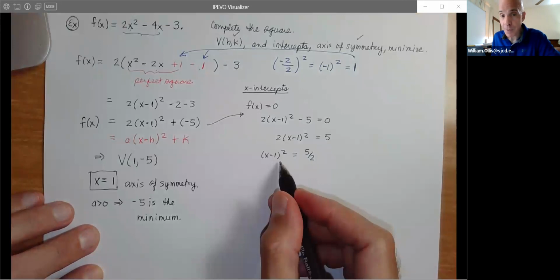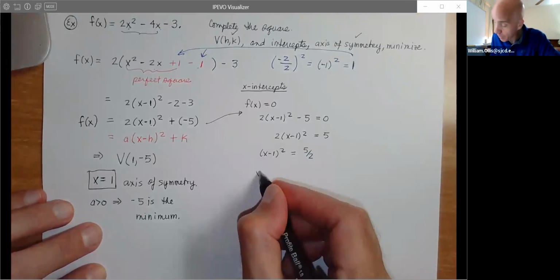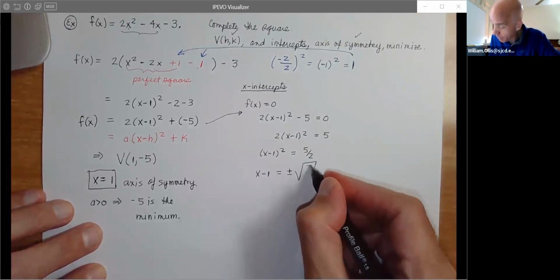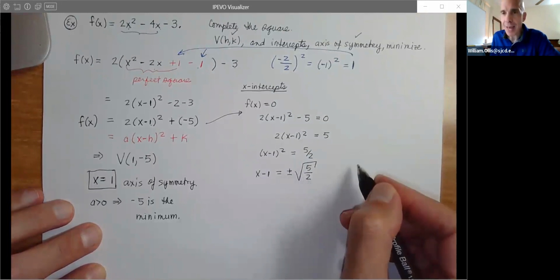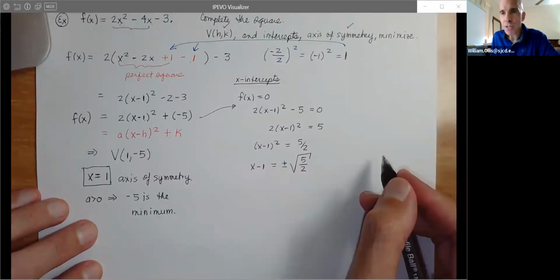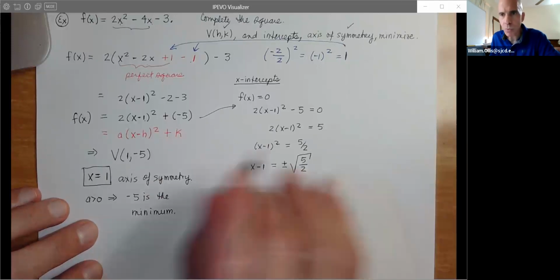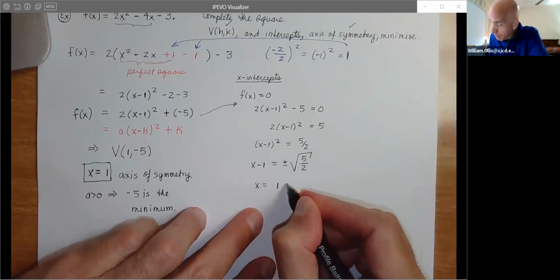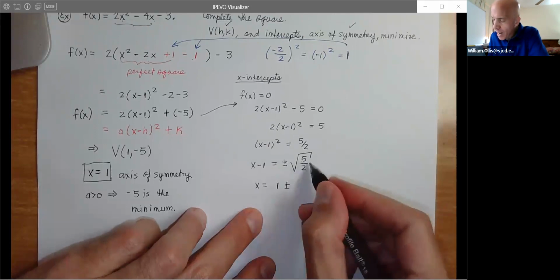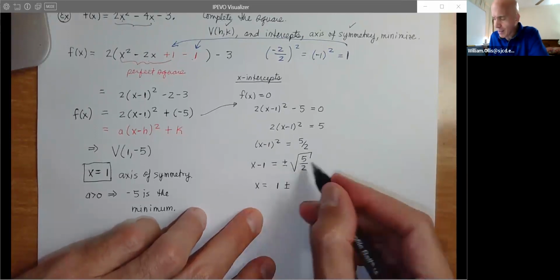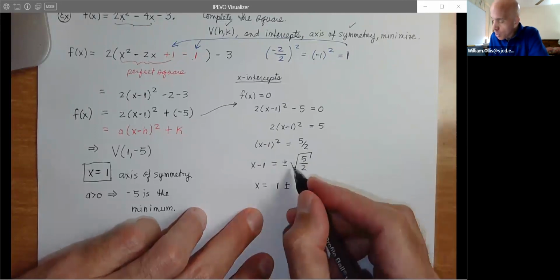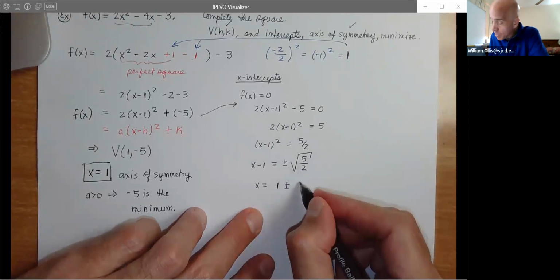Now at this point, we have something squared as a real number, so we use the square root property. X minus 1 is equal to plus or minus the square root of 5 over 2. Now, I like exact, and of course, if WebAssign asks you to approximate, that's fine, but just do it at the very end. Don't approximate in your problem. So now we have x equals 1 plus or minus. Now let's rationalize this because we want to make it look pretty. That's fine, but you can write it as an actual fraction with the denominator. So we'll just multiply and divide by square root of 2. So this would be square root of 10 divided by 2.